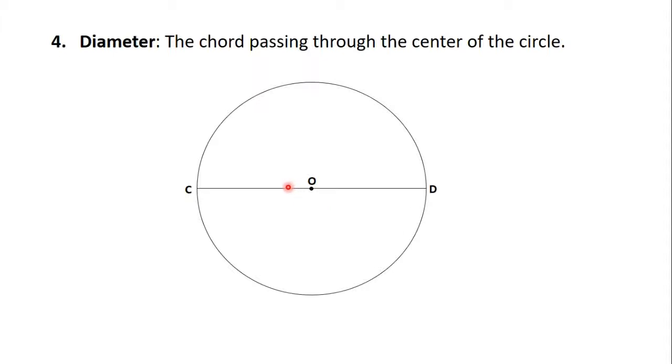Now you can see that the diameter will be 2 times the radius, because the radius is a line drawn from the center to the circumference. So if you draw a line from one point of the circumference to another point on the circumference, and that line passes through the center, it is called the diameter, and the diameter is 2 times the radius.